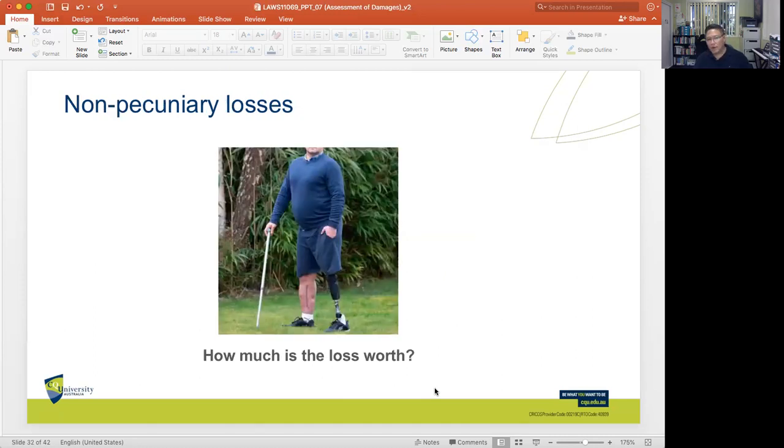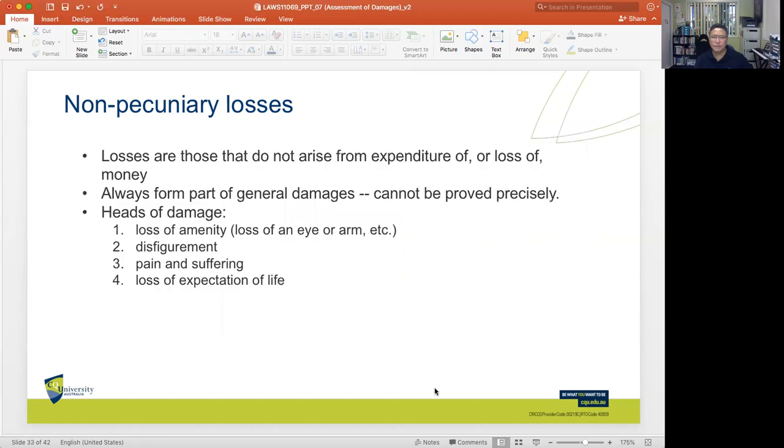And the other relevant question is, if you lose a limb, how much is the loss worth? How is that computed? Now, when we speak of non-pecuniary losses, these are losses that do not arise from expenditure of or loss of money. They always form part of general damages because they can't really be proven precisely. You have certain heads of damages there: loss of amenity, disfigurement, pain and suffering, and loss of expectation of life. So we're going to go through them here in the next few slides.